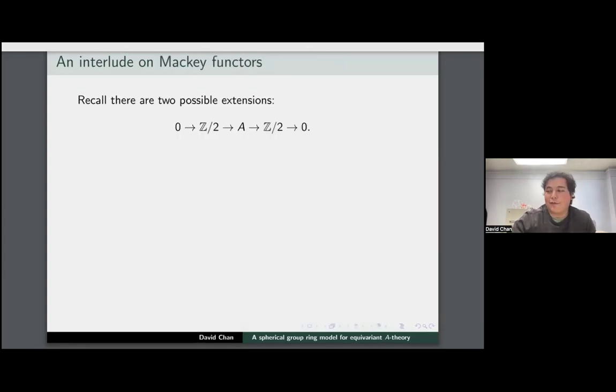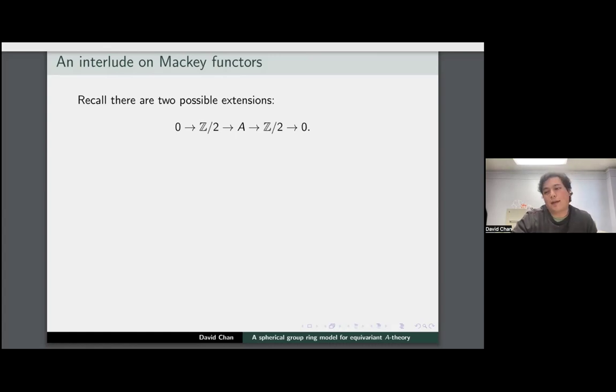And if you've never seen Mackey functors before, I want to maybe convince you that this is a useful framework to work in. So let's start with a hopefully familiar example: there are 2 possible extensions of abelian groups from Z/2 to Z/2, right? You could take A here to be Z/4 or Z/2 ⊕ Z/2. And of course, if you're doing something with a spectral sequence, you might be interested in resolving which one A is. Is A Z/2 ⊕ Z/2 or is it Z/4?